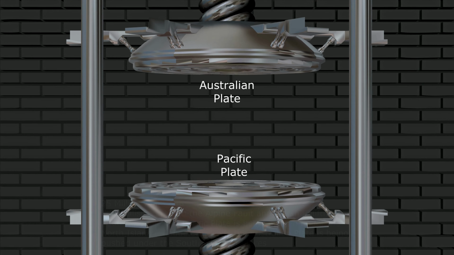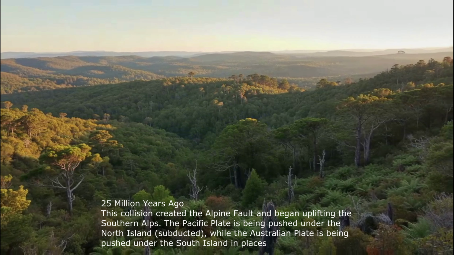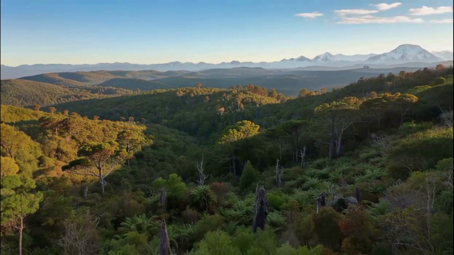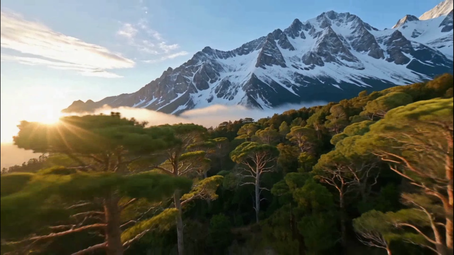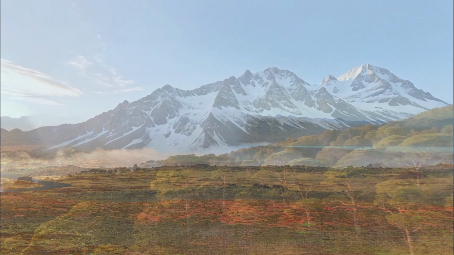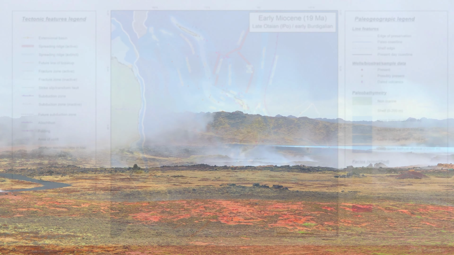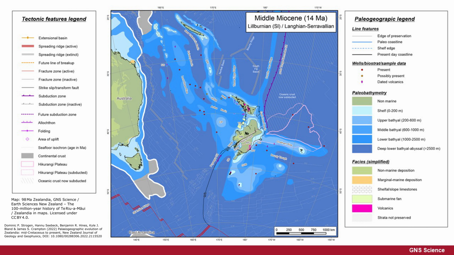At 25 million years ago, we have the Pacific plate and the Australian plate. These are plates underneath New Zealand that come and collide. In the South Island, it hits and forms this mountain range, the Southern Alps. On the North Island side, the Pacific plate dives under the Australian plate and forms a lot of geothermal activity and volcanoes that make Rotorua and Taupo today.